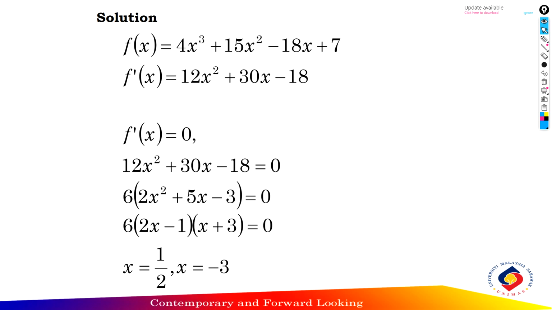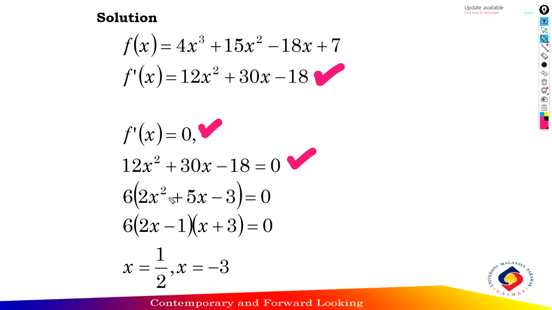So first you find the first derivative, differentiate y with respect to x. f prime of x equals 12x squared plus 30x minus 18. Okay, and the stationary point of this cubic function is defined when the first derivative equals 0. So you let the first derivative f prime of x equal 0: 12x squared plus 30x minus 18 equals 0.